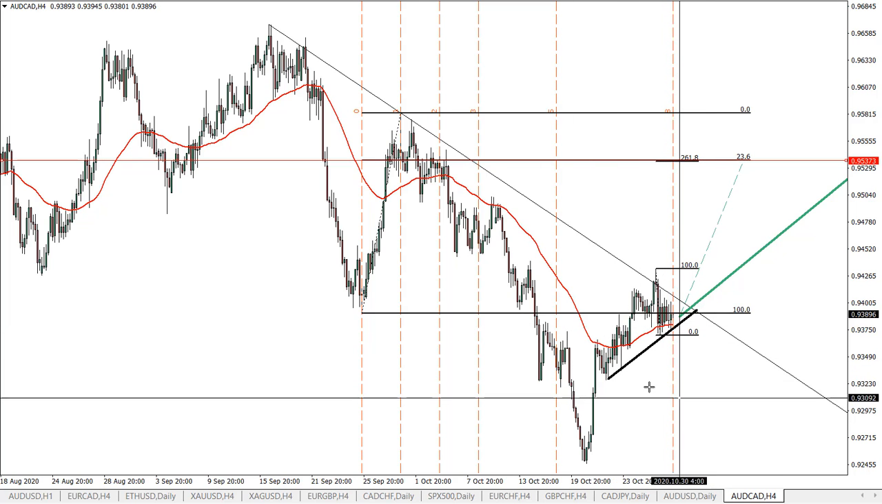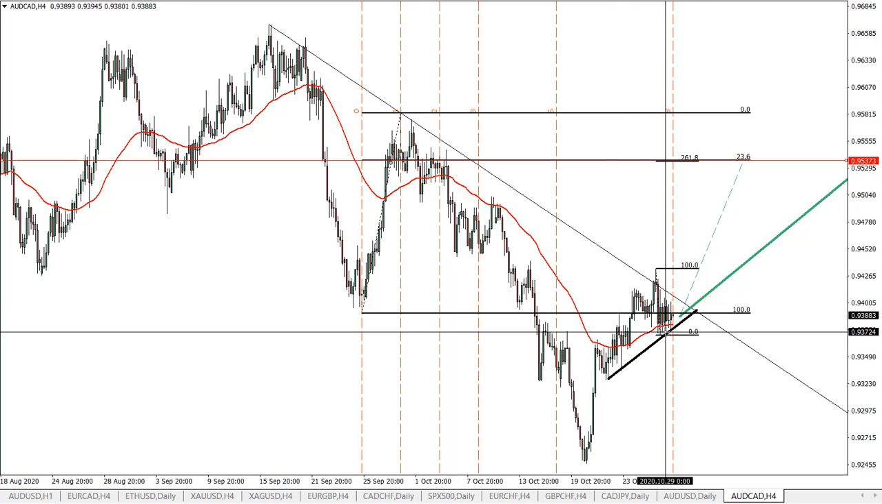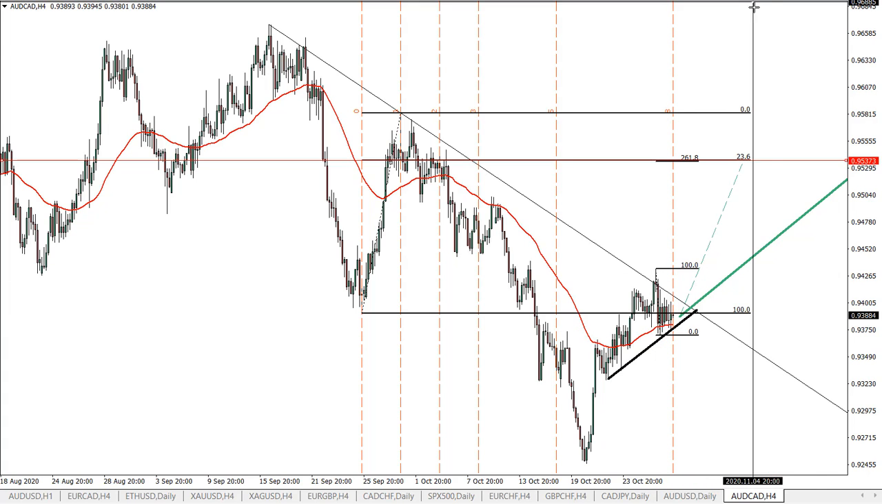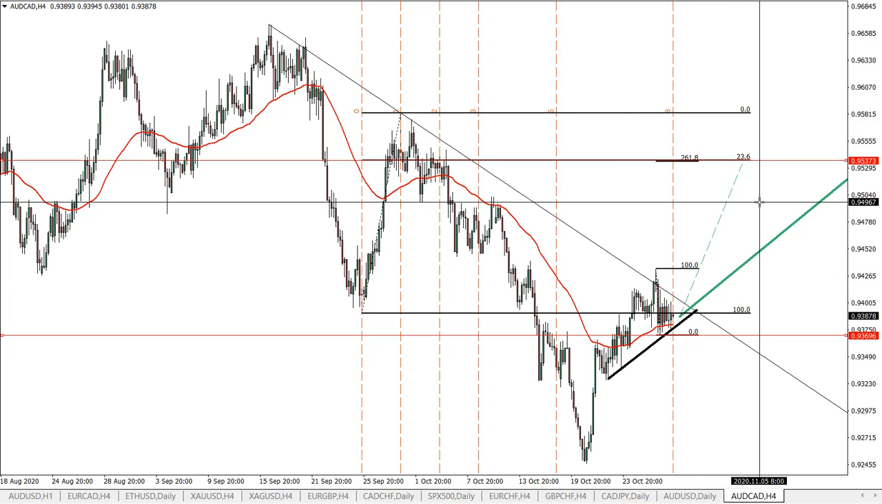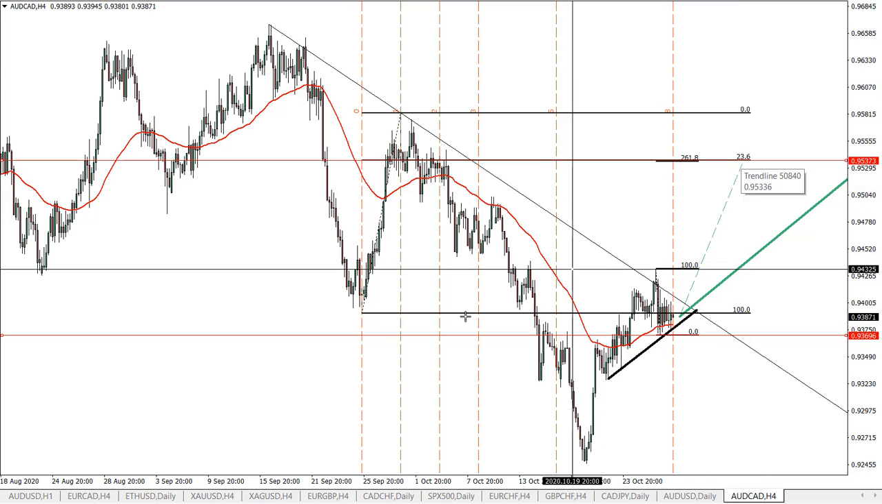In regards to the support, we have the uptrend trend line here, which has been rejected along with the 50 exponential moving average. This makes the key support at this level. And if it gets broken with a 4-hour break and close below, this will be invalidated. But as long as it holds, we should be heading towards the resistance.